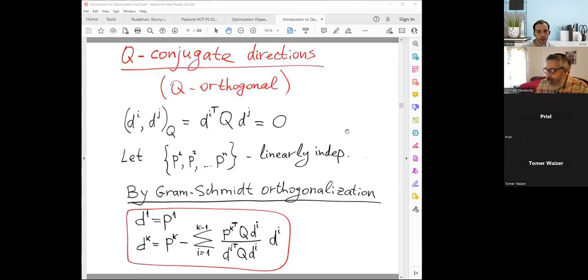Oh, okay, I will write it on the next slide. So we define the inner product in this way when Q is a symmetric positive definite matrix, and we get the same procedure if I have a number of linearly independent directions, and from them I get a set of Q-orthogonal directions. I hope it's clear. Any question here? Okay, let's continue.